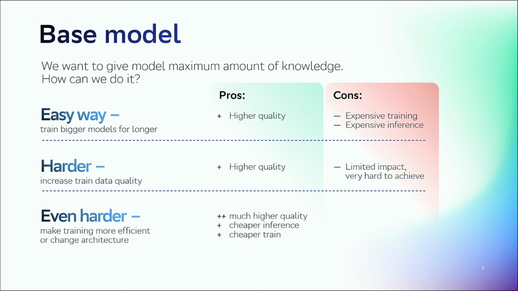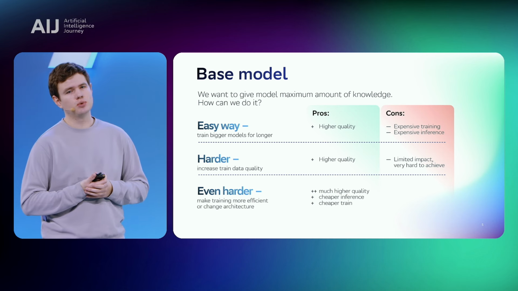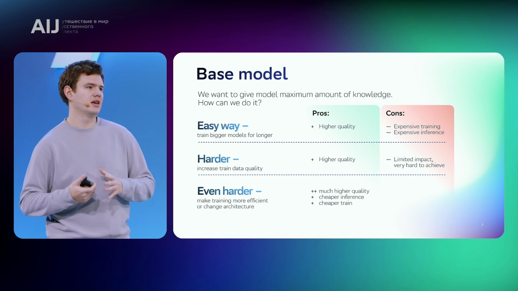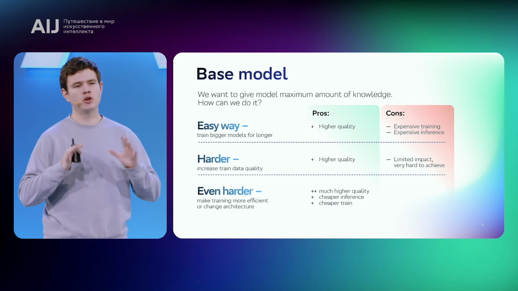The first one, that's an easy way. Let us take a model and enlarge it, so we will train it longer, and the quality would be better and better. The second way is a little bit harder. We take a model and we improve the data set.